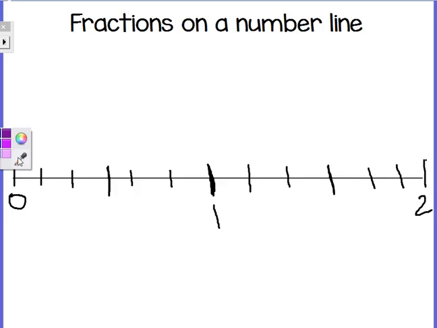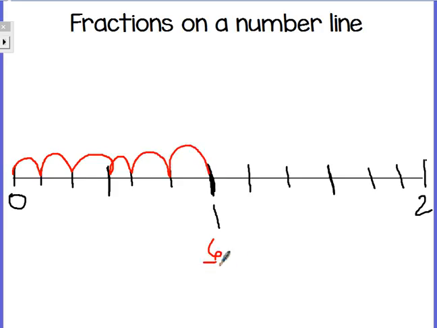And I can still count my jumps like I did on the last slide. So here's 1 equal piece, 2 equal pieces, 3 equal pieces, 4 equal pieces, 5 equal pieces, 6 equal pieces. So this would be 6/6. That means I went the whole. And then I can count the 6 again. There's another equal piece, 2, 3, 4, 5, 6. So between each whole number, I have 6 equal pieces, so I cut that into 6.